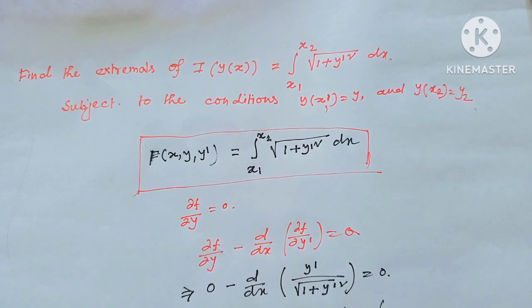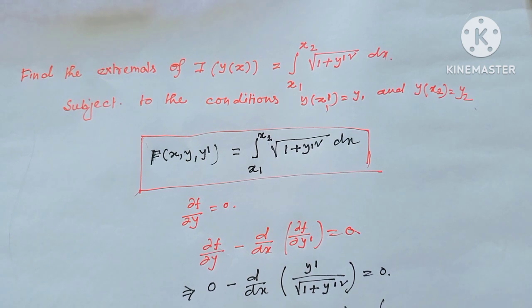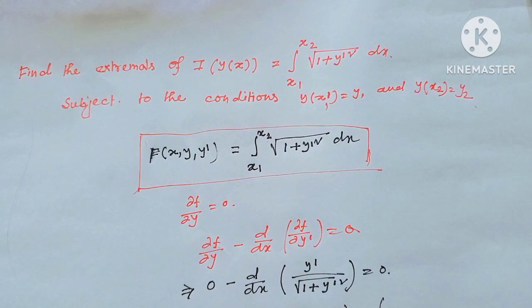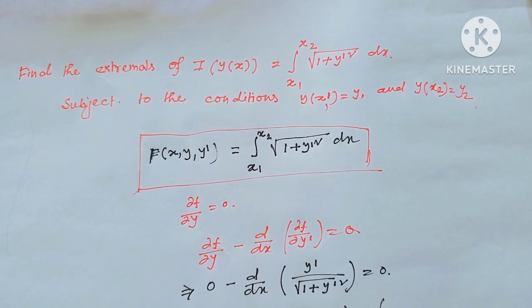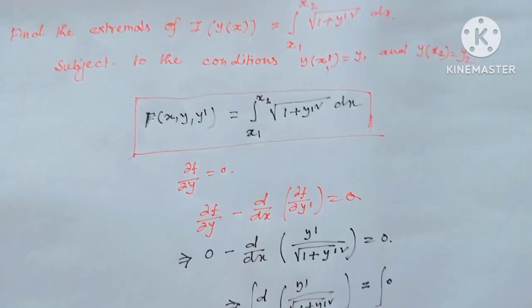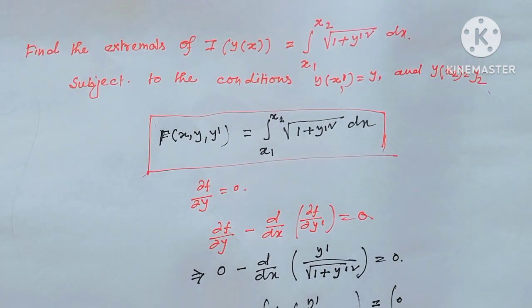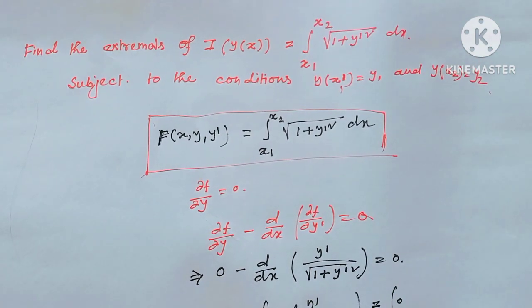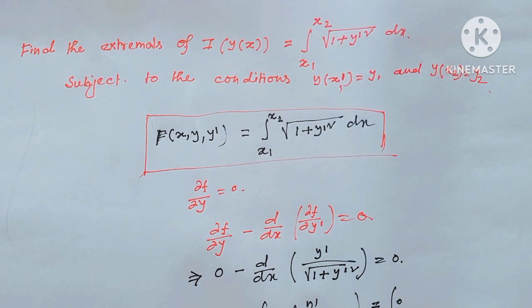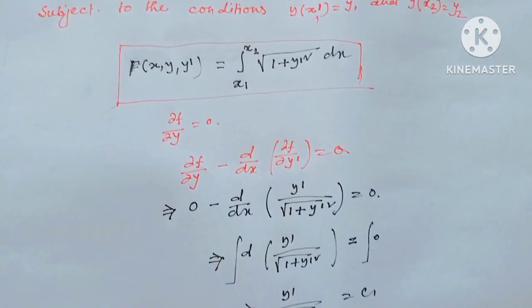So this is the shortcut trick when you see an extremal. If y is absent in the functional, then the extremal will always be a linear equation. This is the shortcut trick: when y is absent, the extremal is the equation of a line. I hope all my viewers have understood this type of question easily.